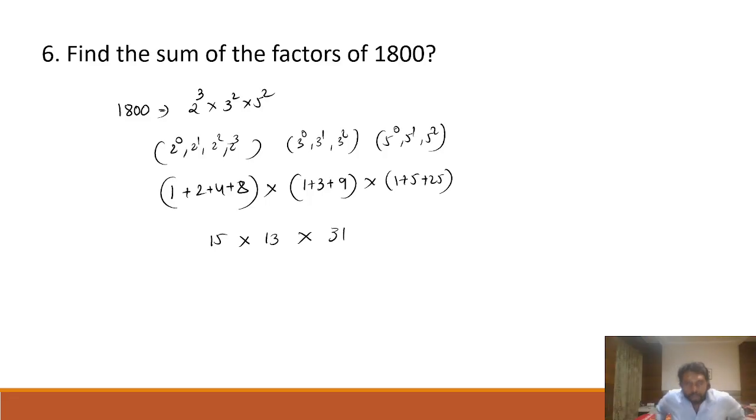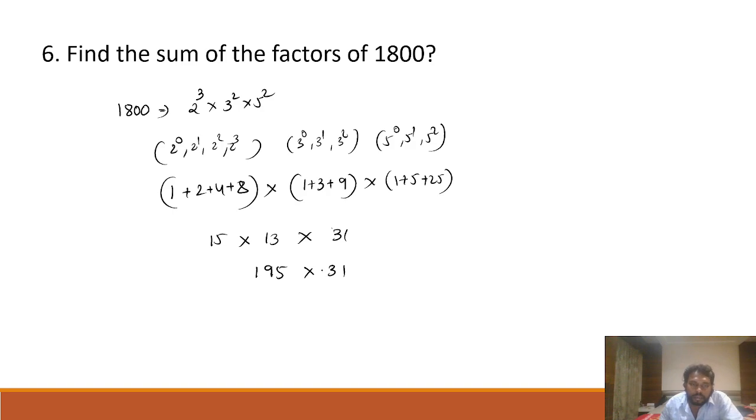I suggest you multiply this product manually. I'm not a very good expert in multiplications, but still I tried. Just look here: 15 times 13 I need to write. 15 times 10 is 150, 15 times 3 is 45, and 150 plus 45 is 195. Then 195 times 31. If you're good at multiplications, you can do it like this.